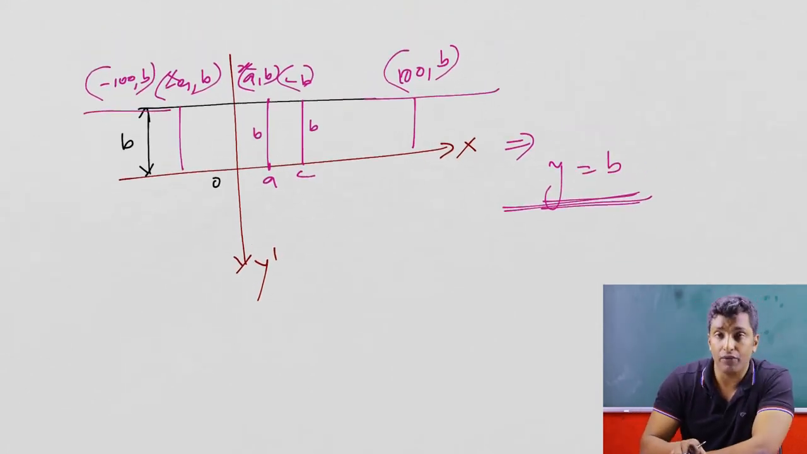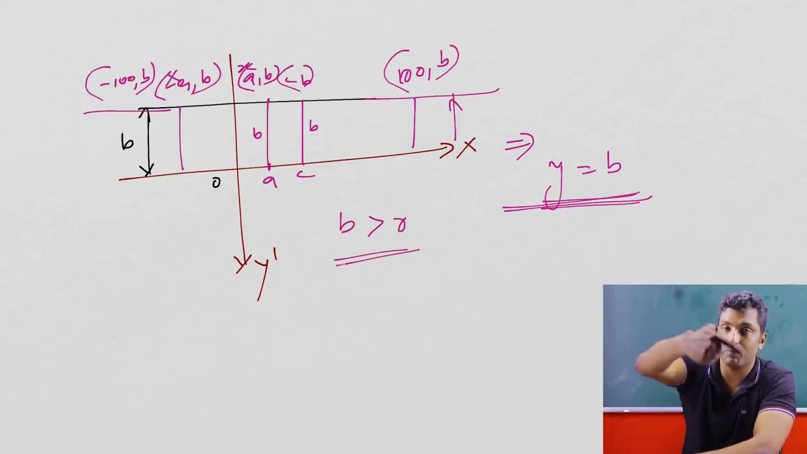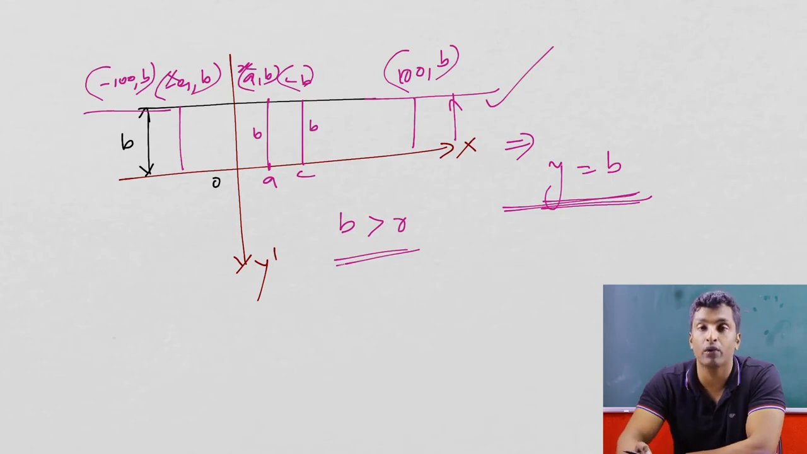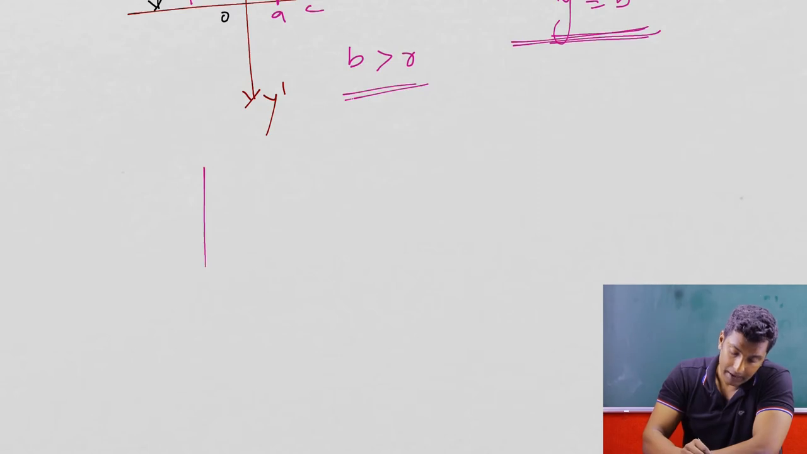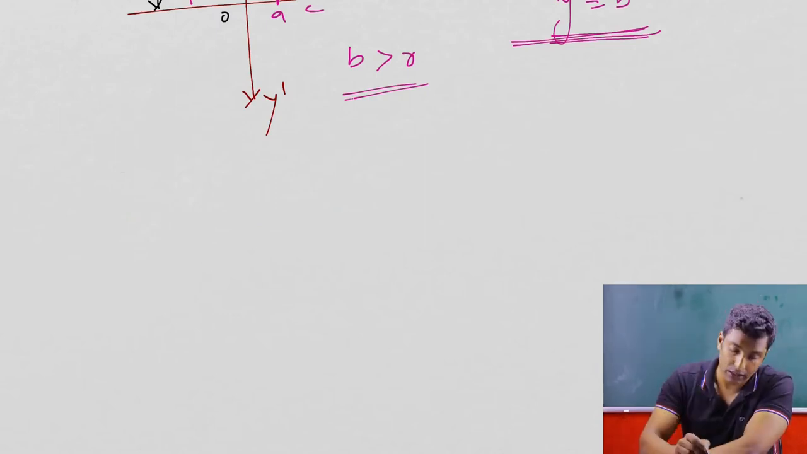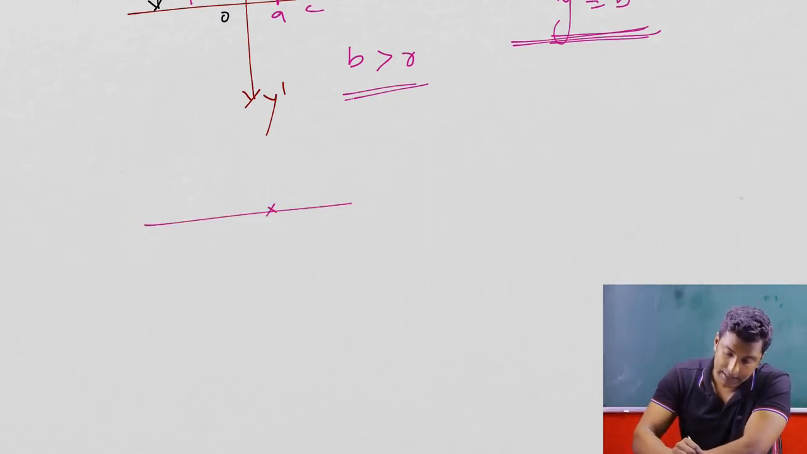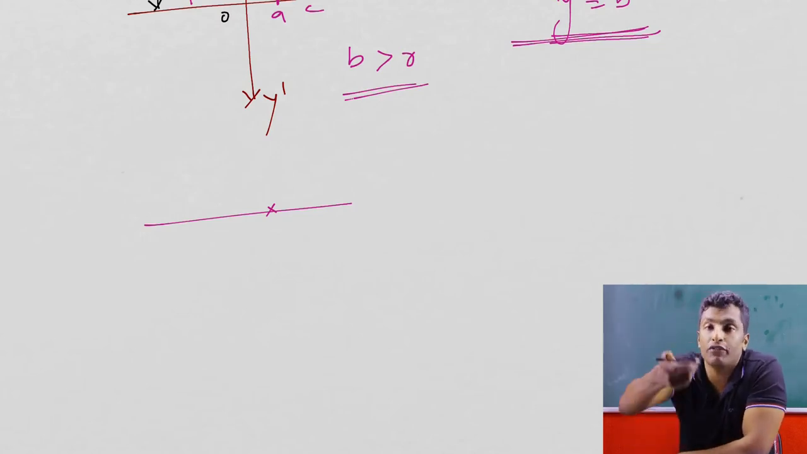Now, three cases. First is B greater than 0, that is, on the positive side of the y-axis. So the equation is y equals B, if B is greater than 0. Now, see, I have a line parallel to the x-axis. Without drawing the coordinates, let me draw the line, and I tell you this line is parallel to the x-axis and is crossing a particular point, and I'm giving you one point of that axis.